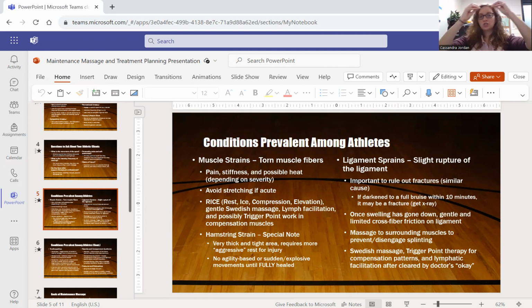Hamstrings cross two joints. They cross the hip and they cross the knee. So they are more prone to micro tears and being pulled and torn over and over again and building up scar tissue and getting stiff. It's a really common area for athletes to have long-term problems.